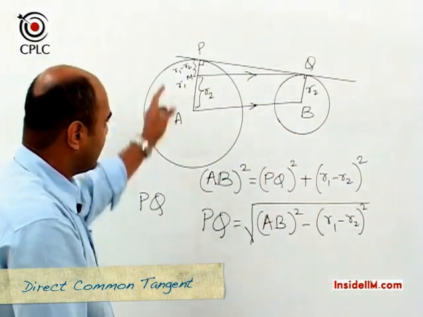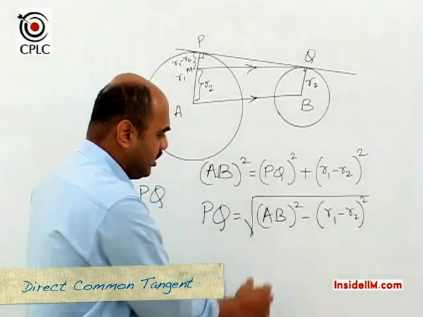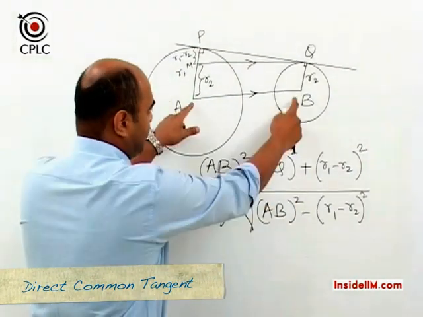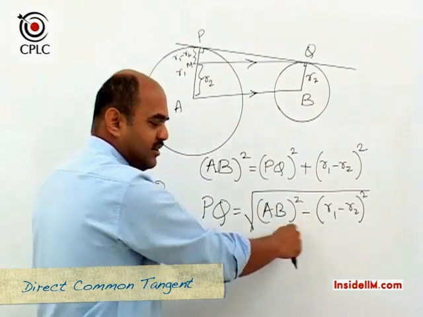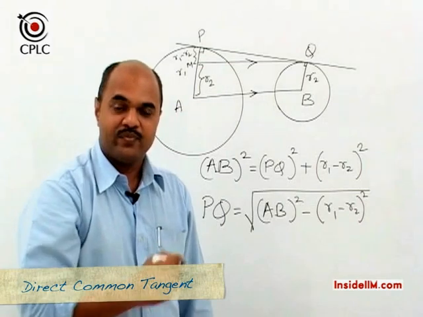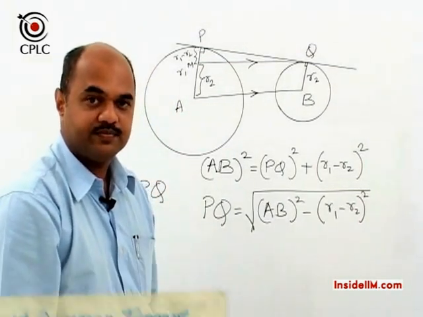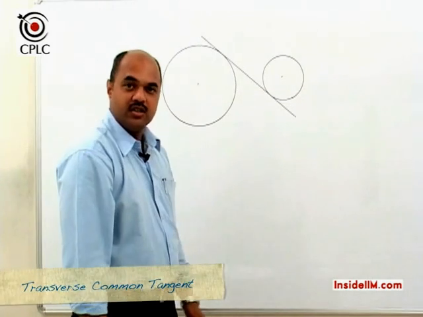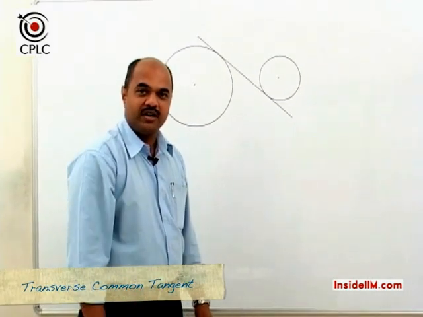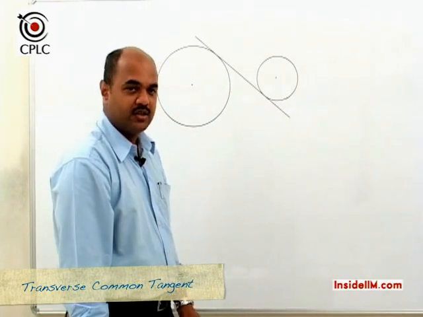So the length of the direct common tangent is equal to the square root of the square of the distance between the centers minus the square of the difference between the radii. This is the formula for the direct common tangent. When the two circles are on the same side of the common tangent, it is called the direct common tangent.